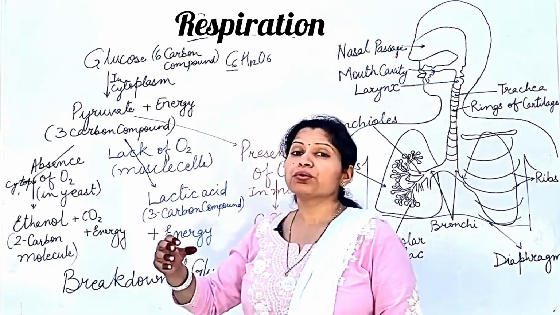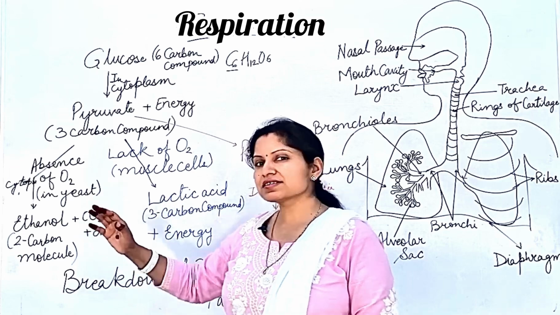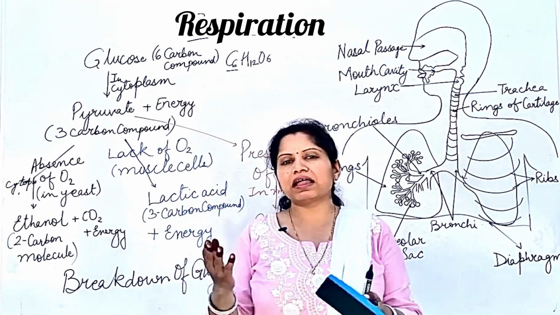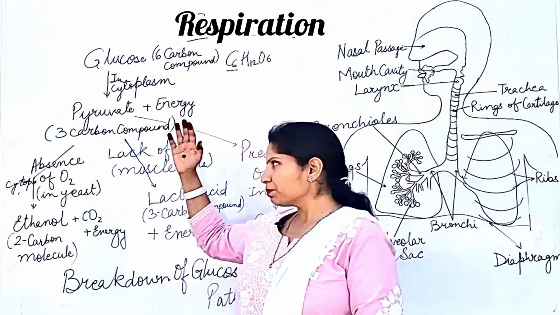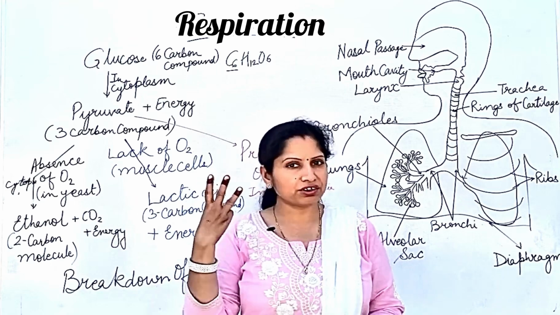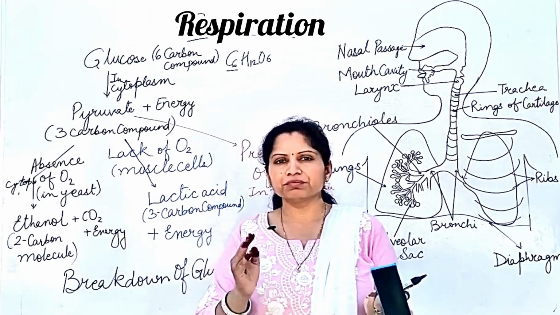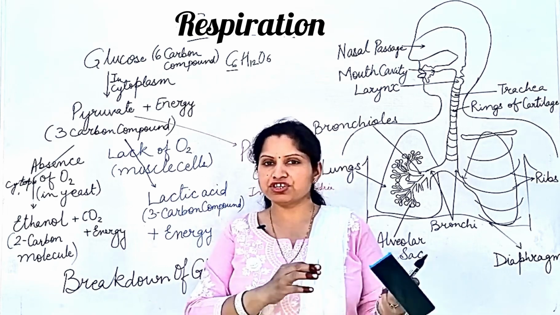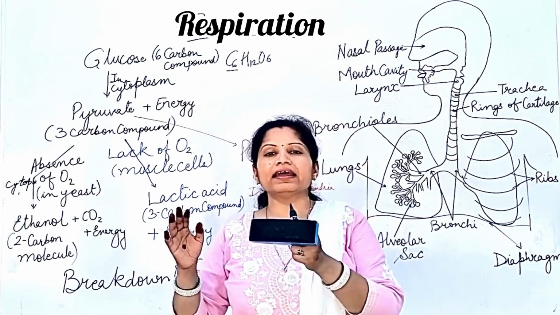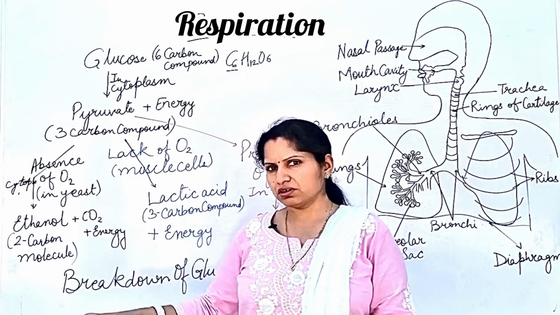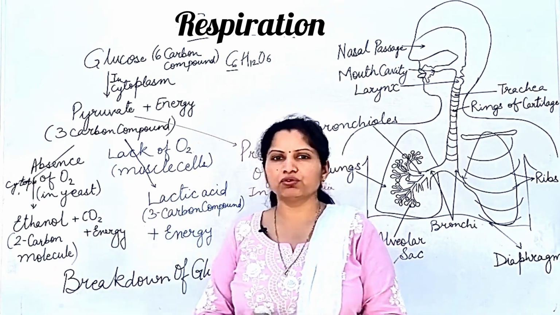So that is how breakdown of glucose occurs by different ways depending on the type of organism and the supply of oxygen. Okay, based on this flowchart, you could be asked directly to draw the flowchart for a 3 marks question, or you could be asked 1 mark questions based on this, or you could be asked to differentiate between aerobic and anaerobic respiration. Okay, so all that you could make out from this particular flowchart.